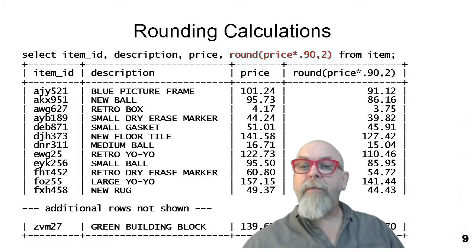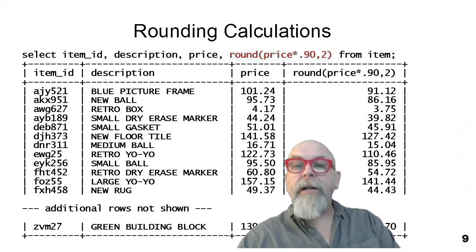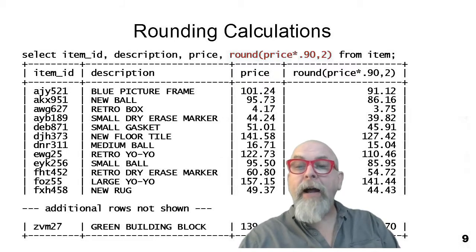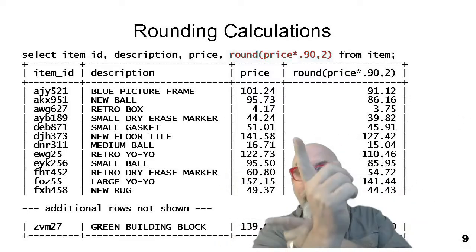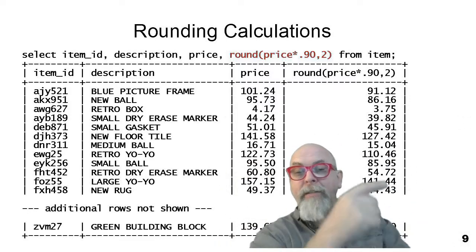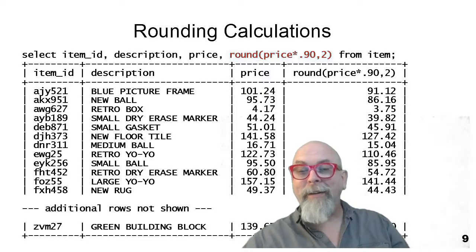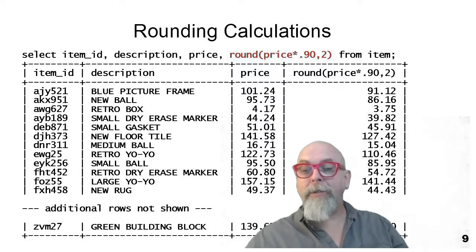Here's the statement from a couple of slides ago, and you can see that now instead of just showing the price times 0.9, I'm doing a round to two decimal places of the price times 0.9, and you can see that now I have a nice, pretty dollar and cent value in this column to be able to show to a client or show to a customer.